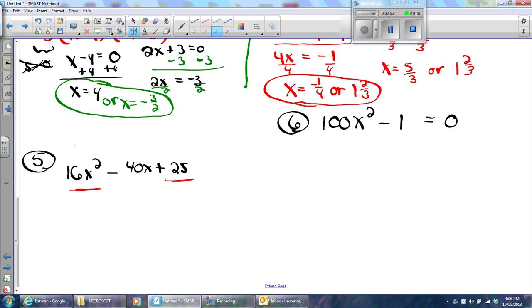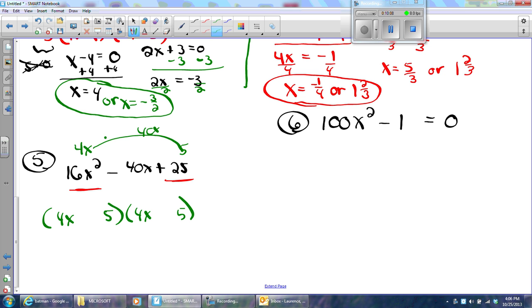Square root of 16x squared, 4x. Square root of 25, 5. 4 times 5 is 20. Double is 40x. You bet your boots. It's a perfect square trinomial. 4x and a 5.